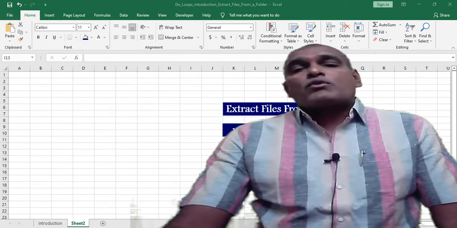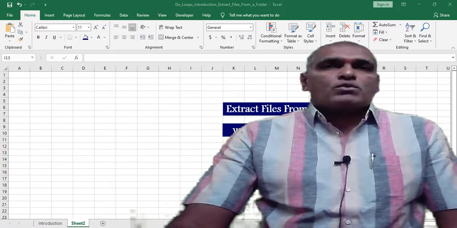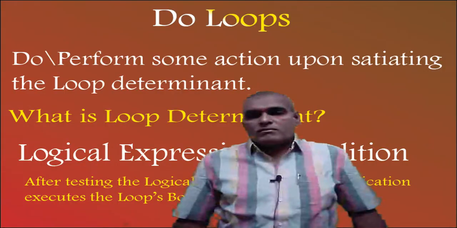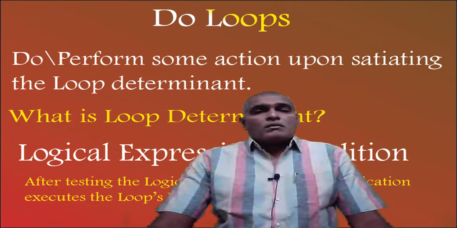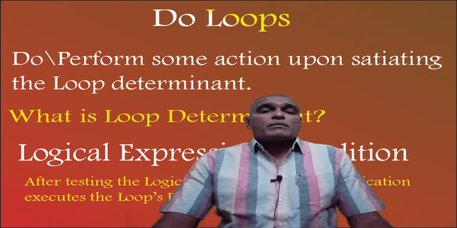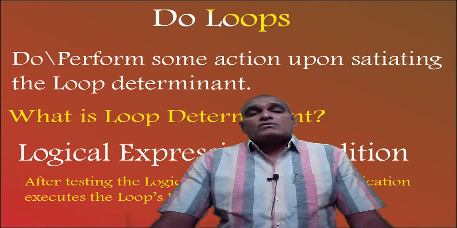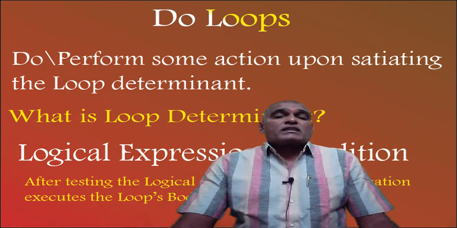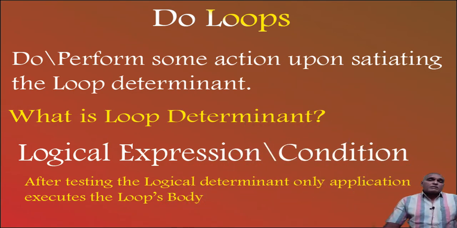In this video, I am going to explain the concept of do loops. The purpose of this loop is to perform some action upon satisfying the loop determinant. So next, what is a loop determinant? A determinant is nothing but a condition in the form of a logical expression. Only after testing the logical determinant does the application execute the loop's body.